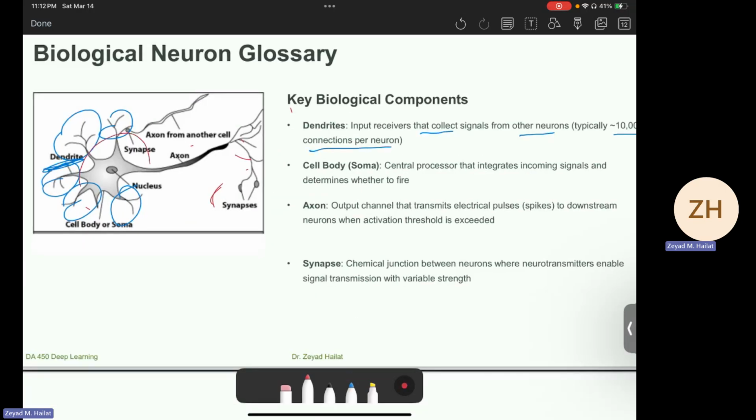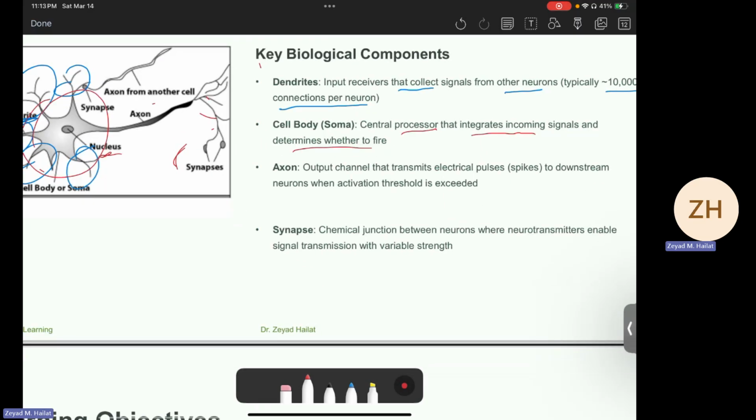And then we have the cell body. It's like any other cell. It does have a nucleus, and it's a central processor that integrates incoming signals and determines whether to fire or not. So it's like the brain of the cell. The axon is the output channel. This is the axon that we see in here. It's just a long channel that transmits electrical pulses, or spikes, to downstream neurons when the activation threshold is exceeded.